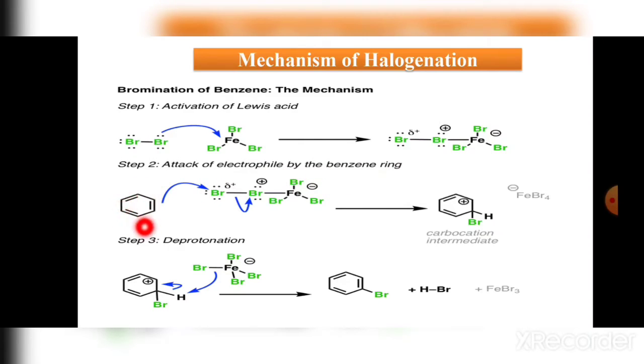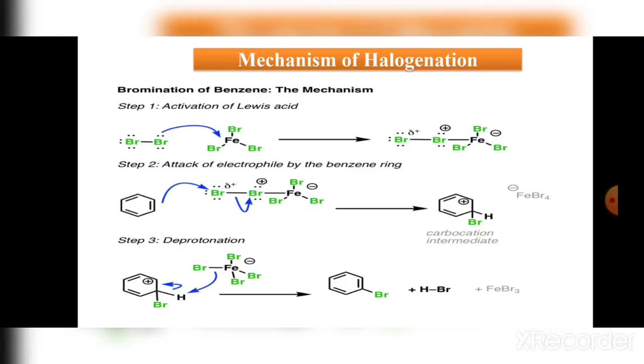Now, step number 2, attack of the electrophile by the benzene ring. Benzene is a source of electrons. These 3 double bonds are continuously delocalized. This double bond will attack the bromine. When this double bond attacks the bromine, the Br-Br bond becomes weak and easily breaks, and we get the carbocation intermediate. We can also show it as a resonance hybrid structure, or delocalization. When we delocalize this positive charge, we get the resonating structures, plus FeBr4 minus. Okay, this is the second step.